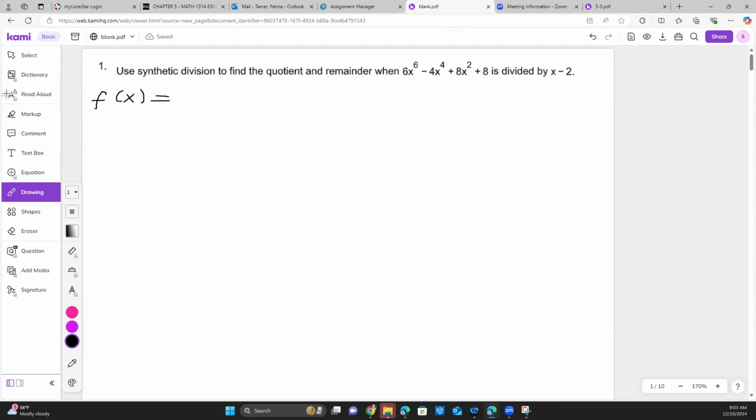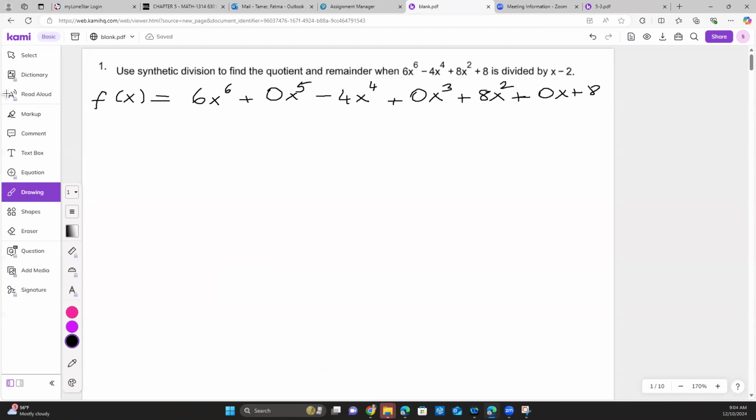The highest power is 6x to the 6th. We call this the leading term. Now, I don't see any x to the 5th. That means we have 0 times x to the 5th, 0x to the 5th. Then we have 4x to the 4th. So this needs to be a 4, not a 9. So we have negative 4x to the 4th. And then we have 0x cubed, because we don't see any x cubed in the problem. And then we have 8x squared. We have 0x. And the last number I see is 8. So it's important that first I write my function in standard form.